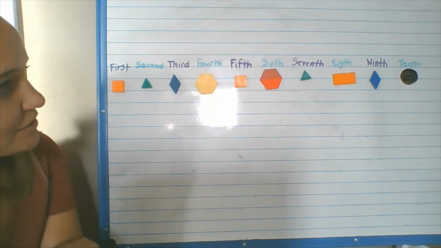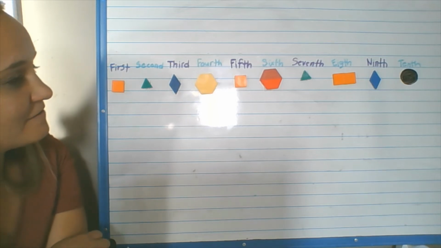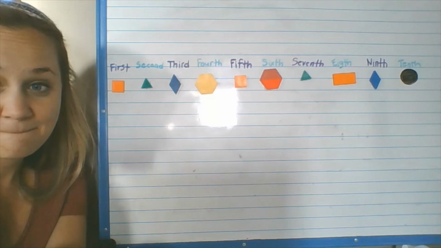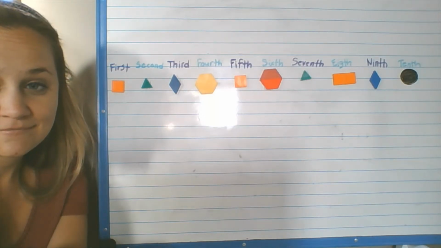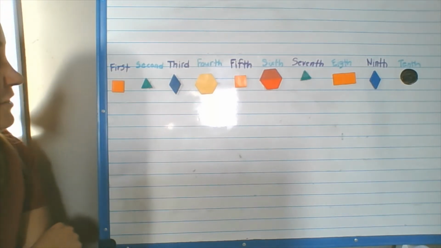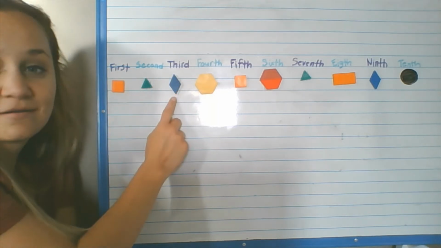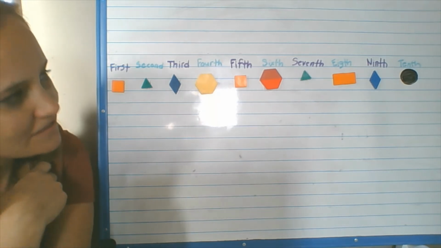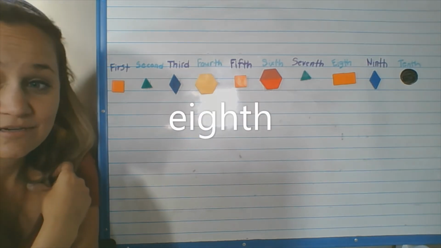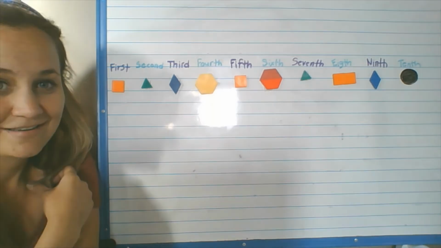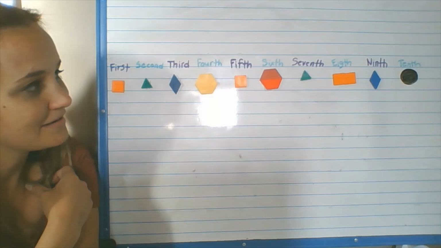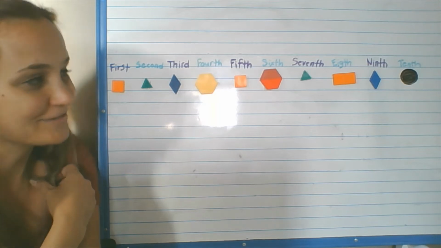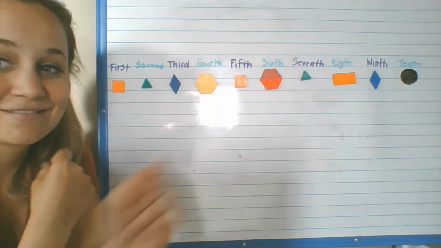So I have a question. What is the name of the third shape? If you're struggling, just count to 3. 1, 2, 3. Correct. That is a rhombus. What is the name of the eighth shape? That's right, this is a rectangle.